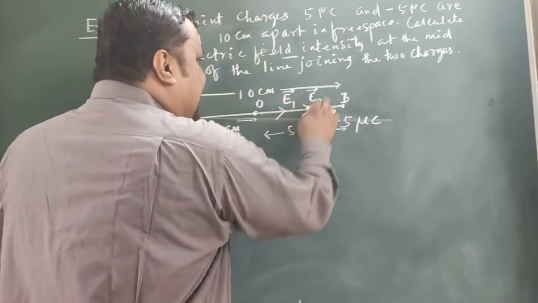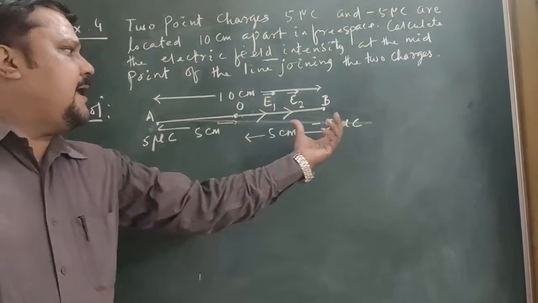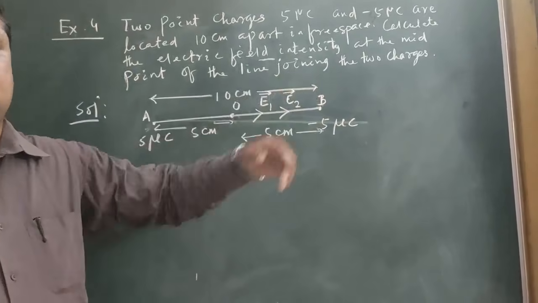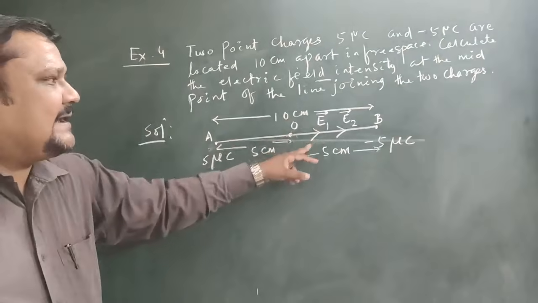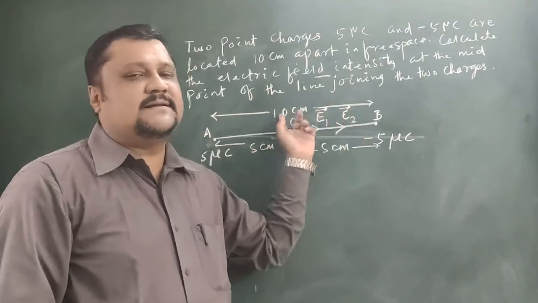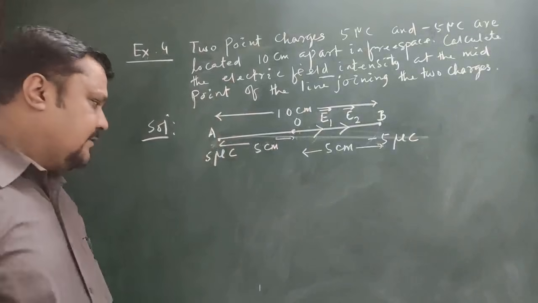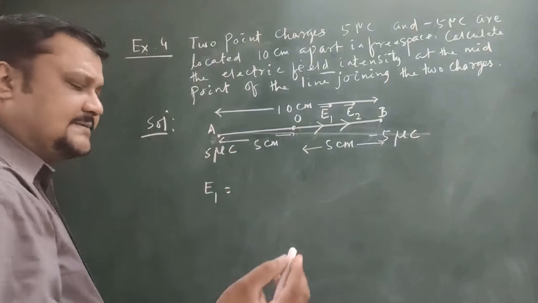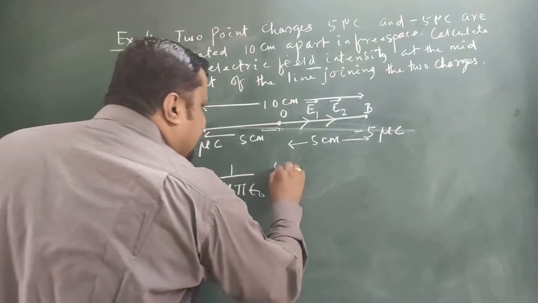So E1 and E2 are the two electric fields produced by 5 microcoulomb and minus 5 microcoulomb, which are in the same direction. To calculate the net electric field intensity at O, as you know, there are two vectors, two electric fields acting in the same direction. What will be the resultant of these two? So for E1 and E2, E1 will be equal to, because of 5 microcoulomb, as per your formula, 1 by 4 pi epsilon naught, Q is 5 microcoulomb.